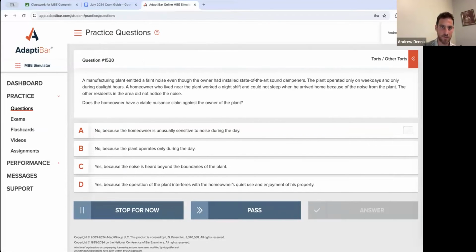Okay. A manufacturing plant emitted a faint noise even though the owner had installed state-of-the-art sound dampeners. The plant operated only on weekdays and only during daylight hours. A homeowner who lived near the plant worked a night shift and could not sleep when he arrived home because of the noise from the plant. The other residents in the area did not notice the noise. Does the homeowner have a viable nuisance claim against the owner of the plant? No, because the homeowner is unusually sensitive during the day.